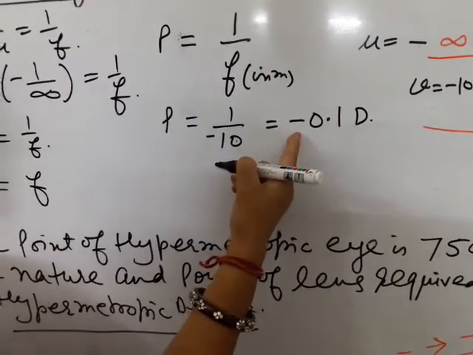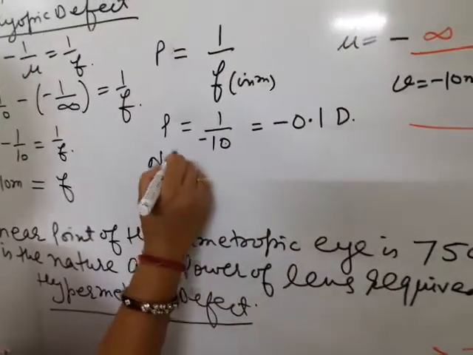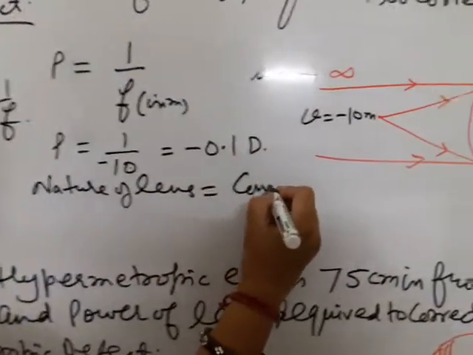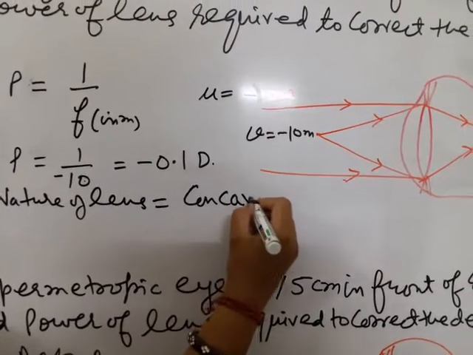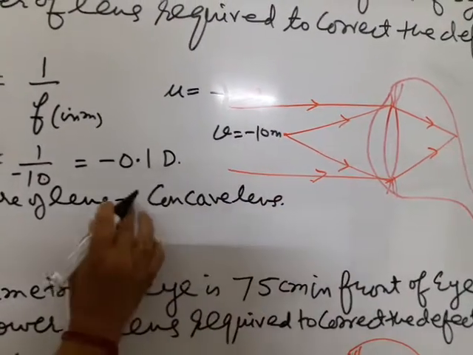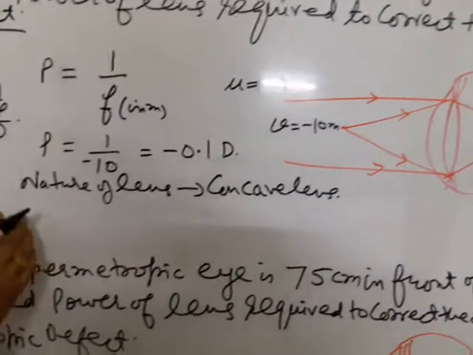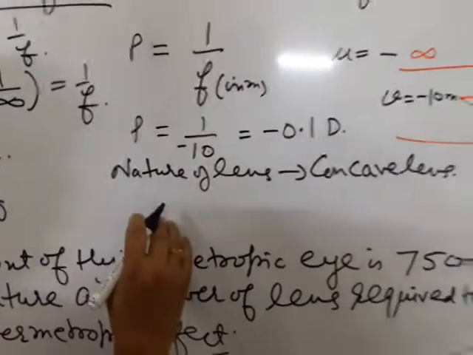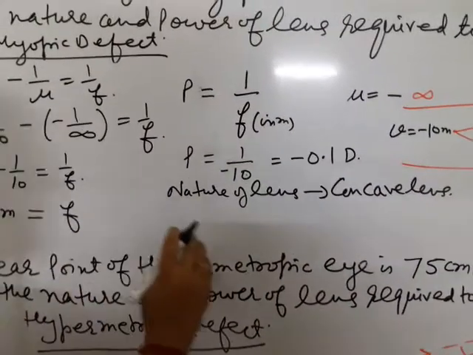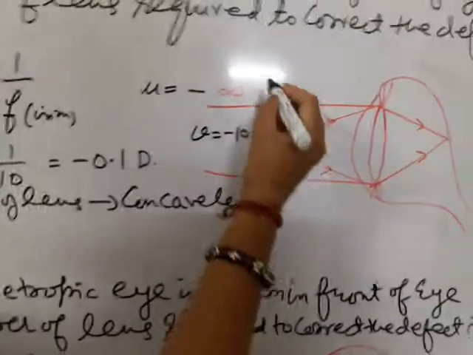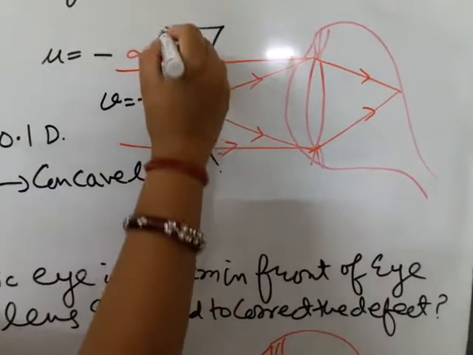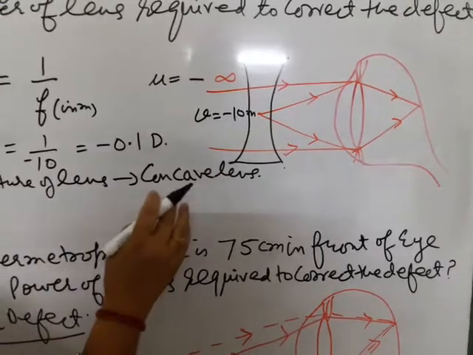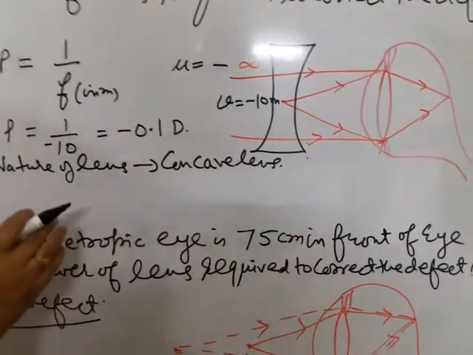Now power has come negative, it means the nature of the lens is concave lens. Concave lens is used to correct myopic defect. Please remember this: concave lens is used to correct the myopic defect. So spectacles with concave lenses are used by a myopic person to see far off objects.